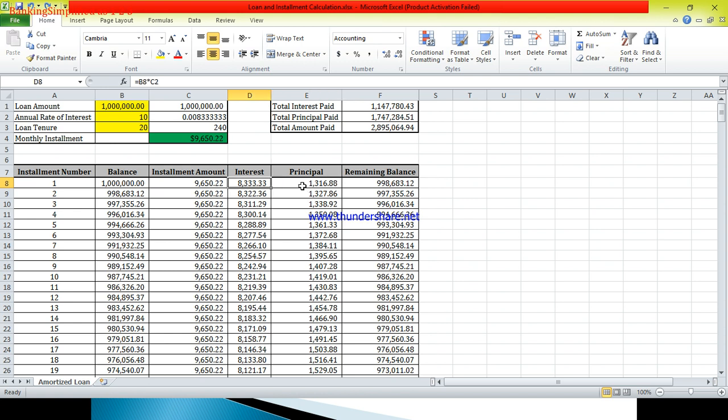How much is my principal? It's just a basic calculation, A minus B. Installment minus interest becomes my principal. That gives me a principal of 1,316. So how much principal is left out of 10 lakh?